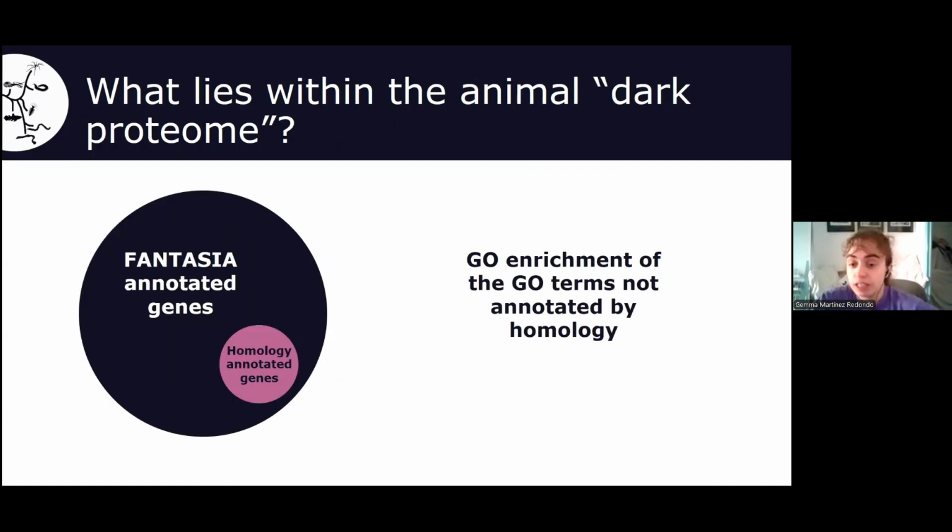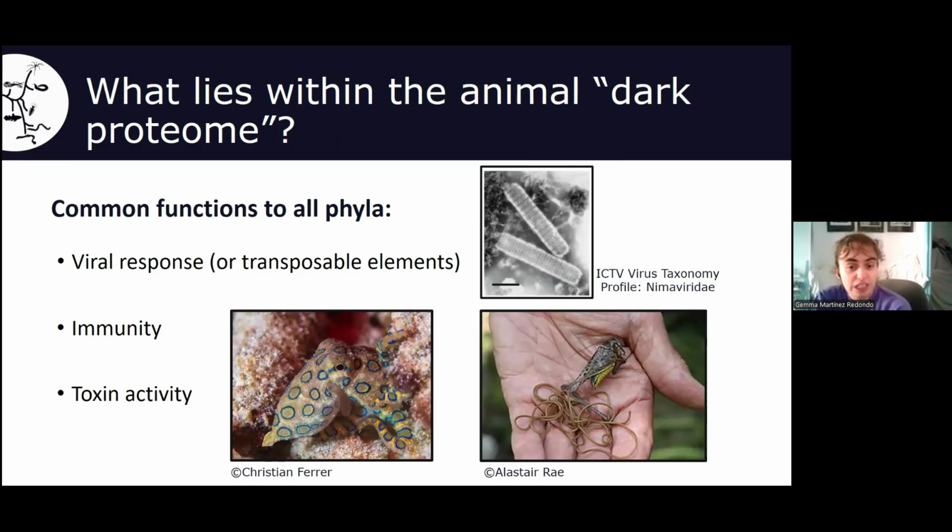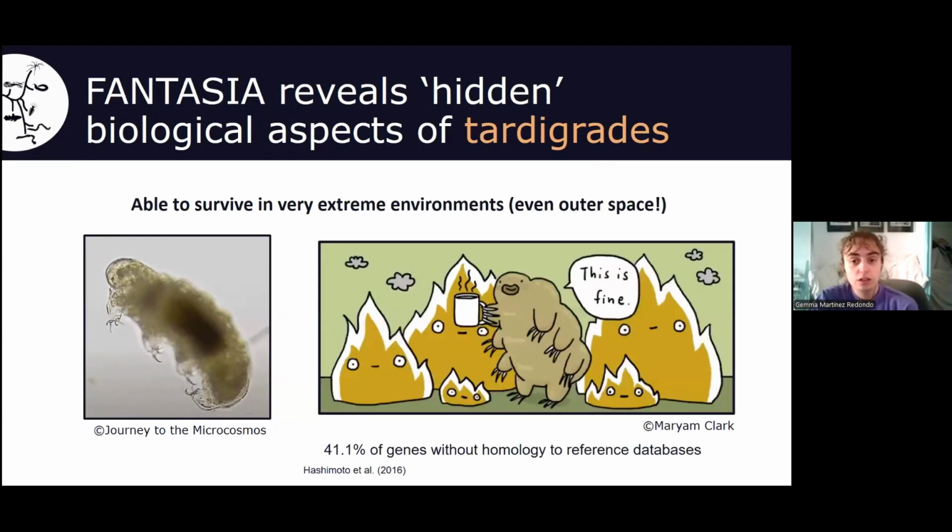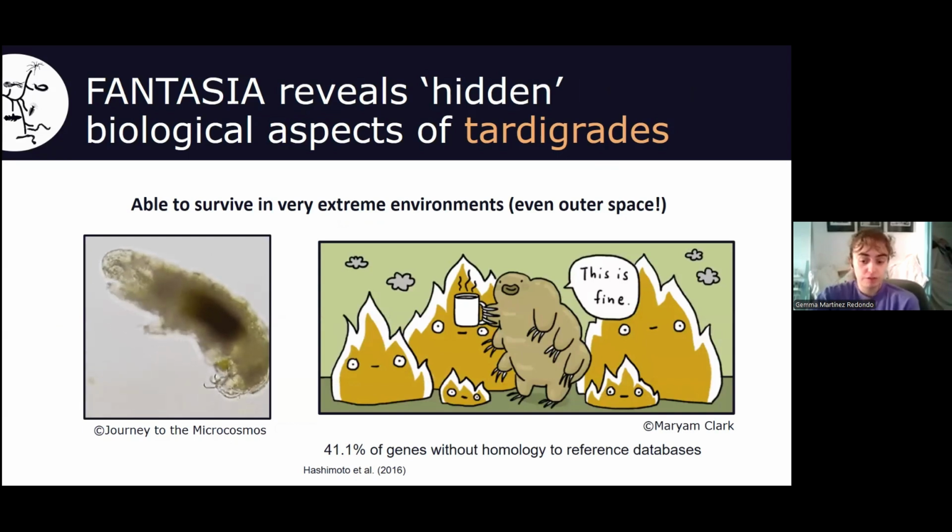So we performed GO enrichments of the GO terms that were not annotated by homology, and wanted to have a general description of this biology that we were missing. There were some GO terms that were common to all of the phyla, and they were mostly related to the viral response, transposable elements, immunity or toxin, which are known fast-evolving processes in animals in this case. So this is interesting, but we also got deeper into some specific animals.